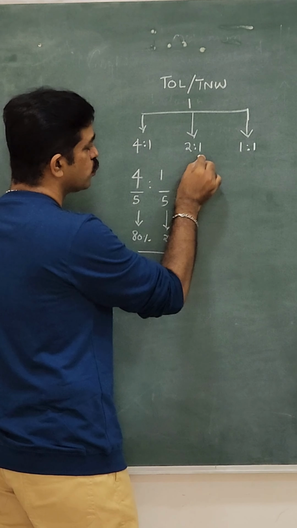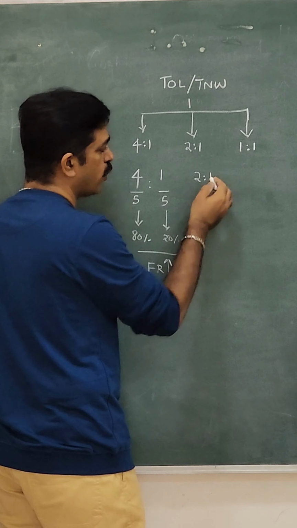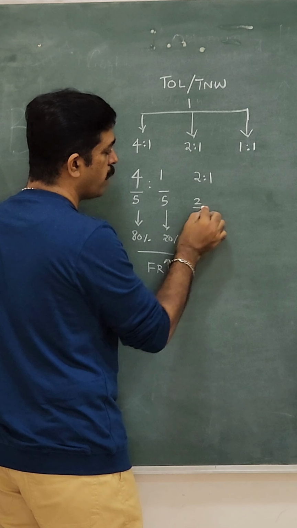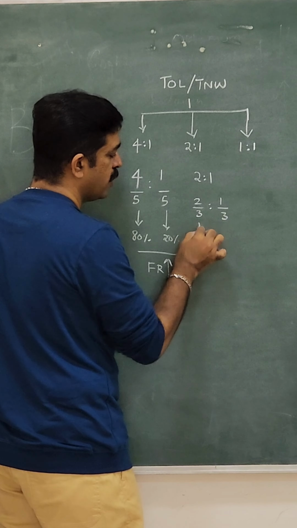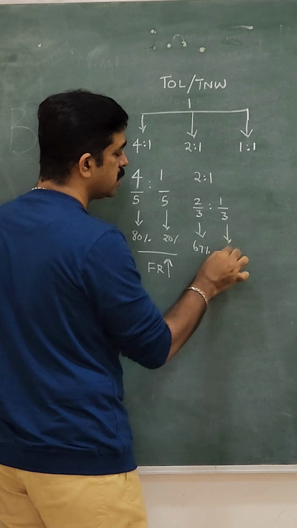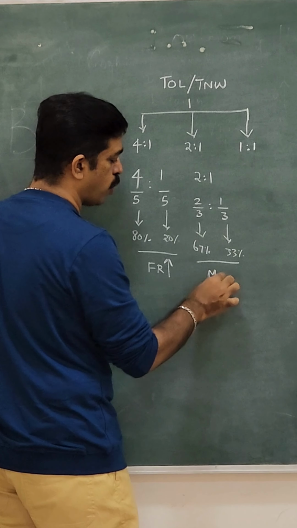When the ratio is 2:1, it means they have 2 rupees of debt for every 1 rupee of equity. The total is 2 plus 1, 3. So 2 by 3 is the debt and 1 by 3 is the equity, which means 67% is the debt and 33% is the equity. Here the financial risk is moderate.